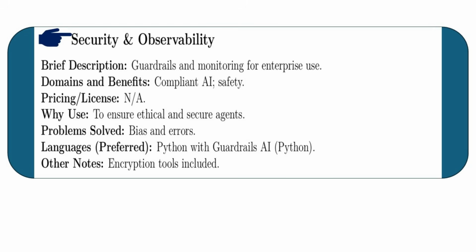Security and observability: guardrails and monitoring for enterprise use. Compliant AI, the domain area, benefits with safety to ensure ethical and secure agents, resolves bias and errors. Python with Guardrails AI; Python is the language to be used for this. Encryption tools are also included.